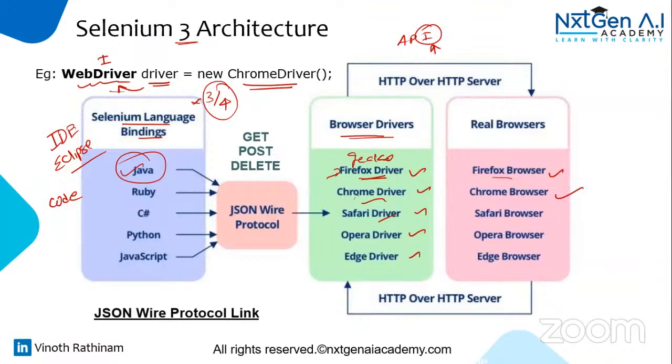But what actually happens in the backend is, whatever commands you are sending from your Eclipse IDE to the real browser through this driver file, all the information will go as a JSON wire protocol. So what do you mean by JSON? This is quite something related to web services.